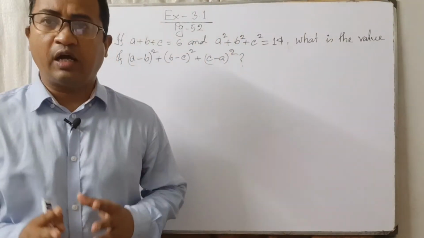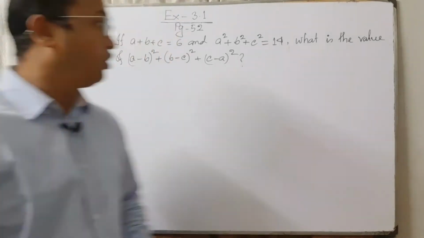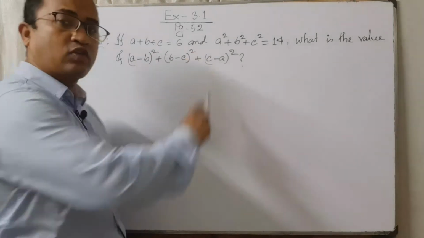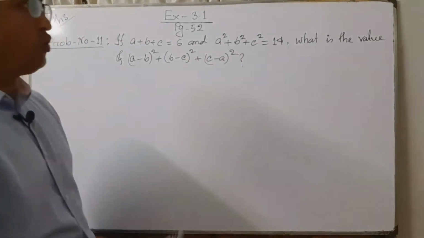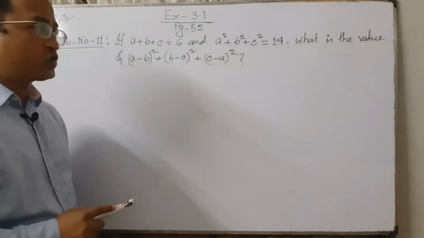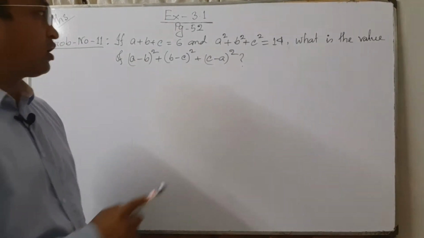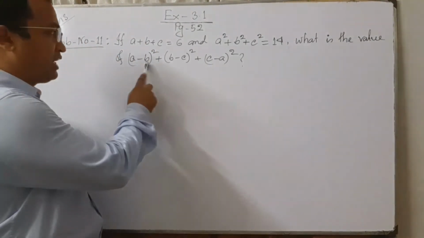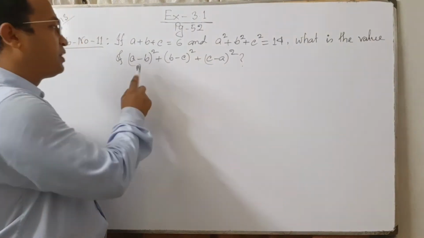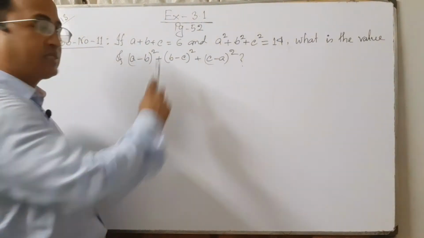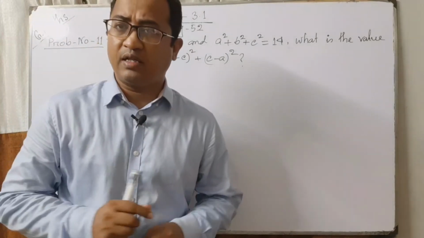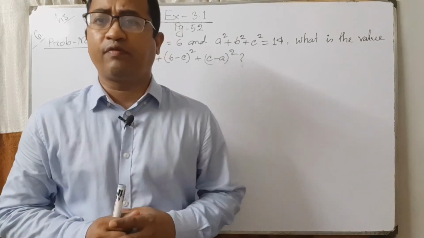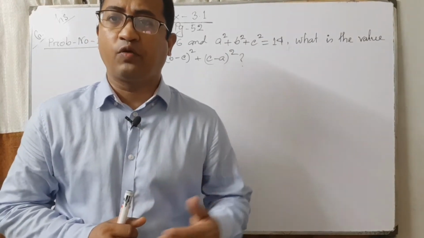Now my dear students, I will solve question number 11. Look at the board. If a plus b plus c equals 6 and a square plus b square plus c square equals 14, what is the value of a minus b whole square plus b minus c whole square plus c minus a whole square? Look, if you consider this is a, this is b and this is c, it becomes a square plus b square plus c square. But if you want to apply the corollary of a square plus b square plus c square, it will be quite difficult here. I wanted to solve it in another way. Look at the board.